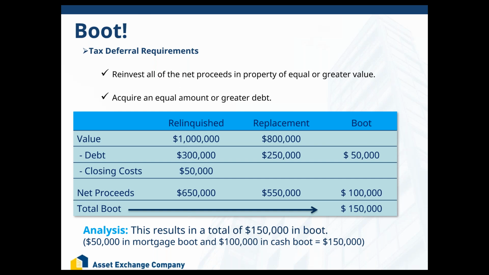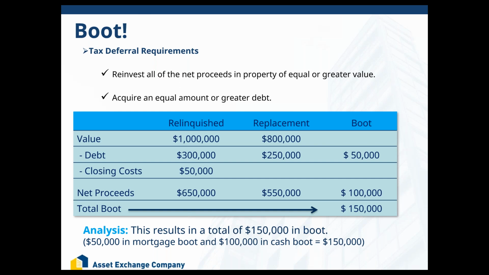So there's two types of boot. There's mortgage boot and there's cash boot. Again, it doesn't mean that you can't do a 1031 exchange. It just means that instead of getting a full deferral, you're going to get a partial deferral. Again, partial why? Because you're going to be paying some taxes on the boot. Now, typically, the tax that you pay on the boot is going to be significantly less than if you just sell the property outright.